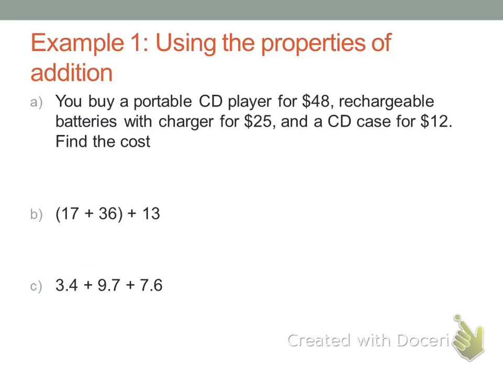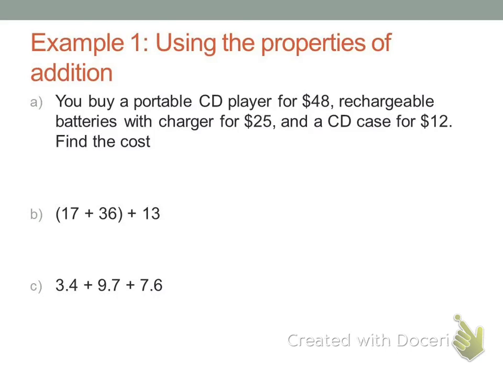All right, so let's look at example 1. You need to write this in your notes. Okay, it says you buy a portable CD player for $48, rechargeable batteries with charger for $25, and a CD case for $12. Find the cost. We are not using our calculators on this section, so we are going to use the number properties to make it a little easier to solve.